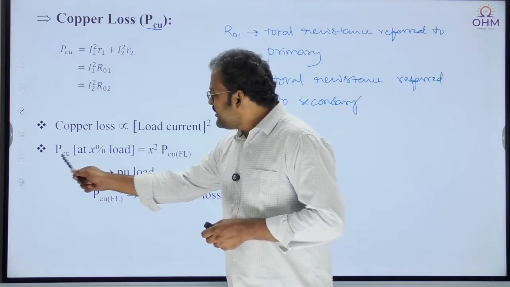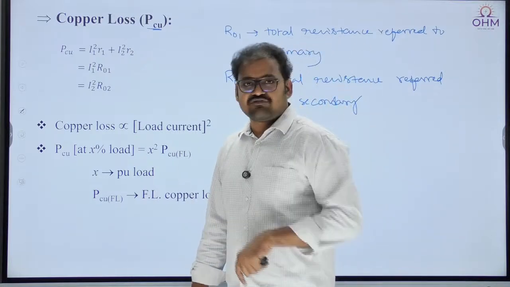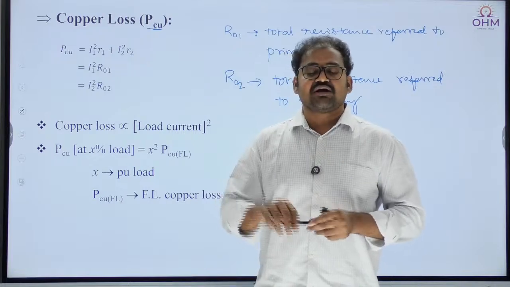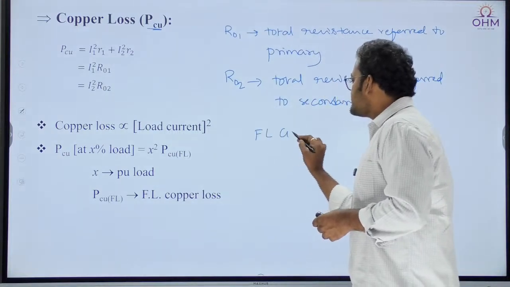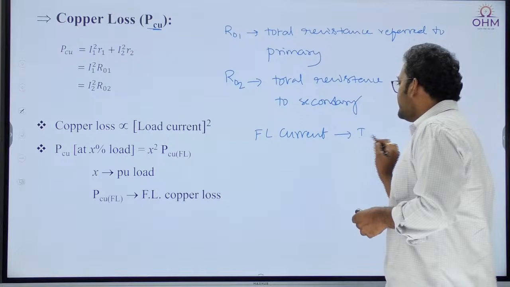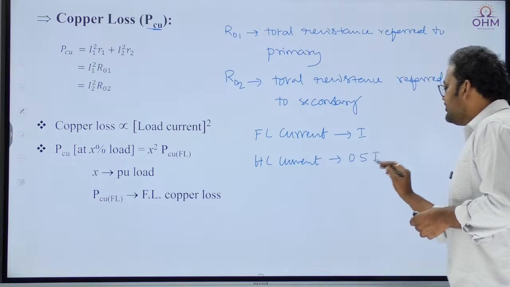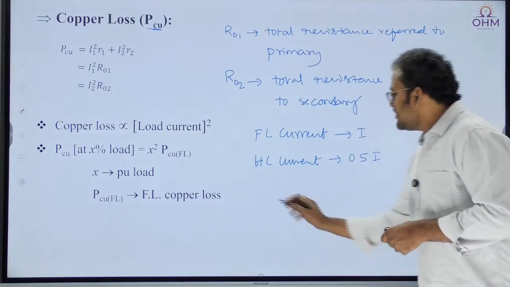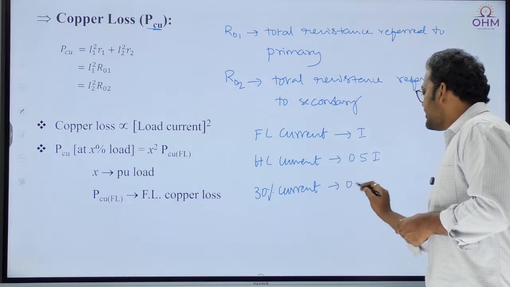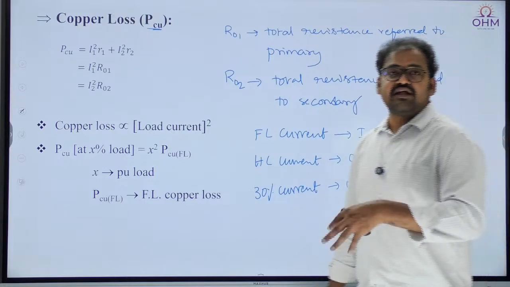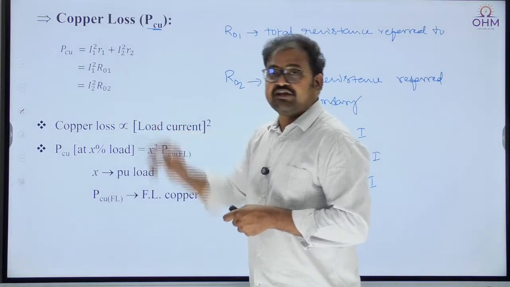Also, how do we find copper loss at X percentage load? As loss is proportional to the square of the current, at X percentage load the current will become X times the rated current. Suppose the full load current is I. Then the half load current will be 0.5 into I, because it is half of the rated current. The current at 30% load will be 0.3 into I. Similarly, at X percentage load it is X into I. So in place of current, you just replace X times the rated current.